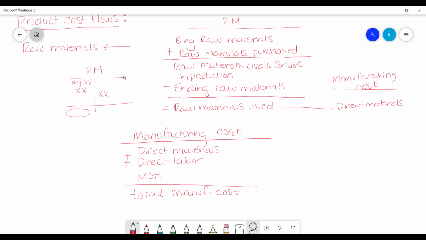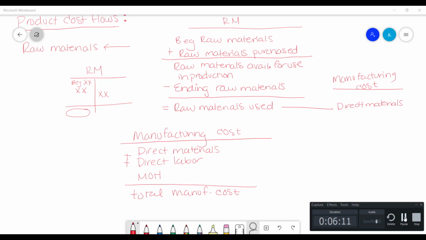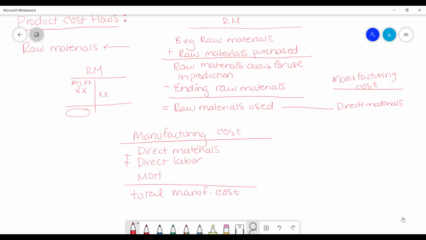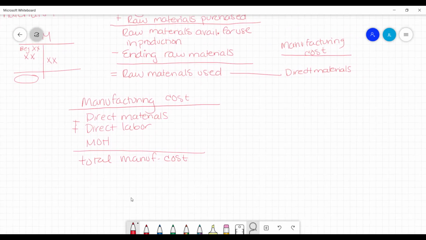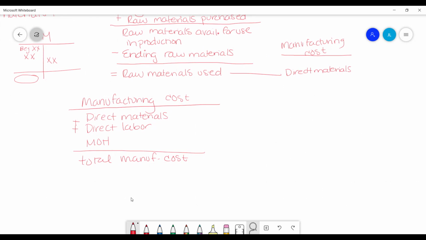So that's the overview there for raw materials and then just manufacturing cost in general. Now, when we're talking about manufacturing cost, the direct materials, direct labor, manufacturing overhead, remember that is going to be added in or moved to work in process. Because as we work on a job and we incur direct materials costs, we incur direct labor costs, and we apply manufacturing overhead, all of that is moved to work in process.